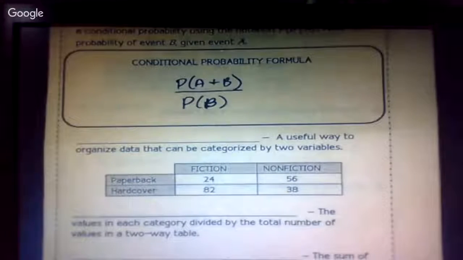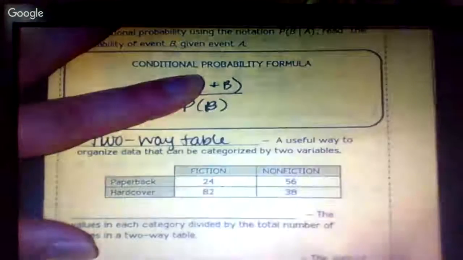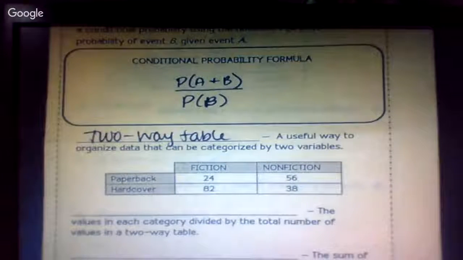To do conditional probability, we have something called a two-way table. It's a useful way to organize your data that has two variables. You may or may not have a two-way table.